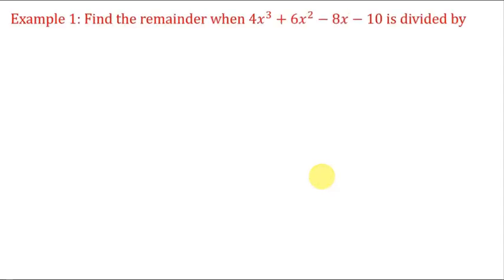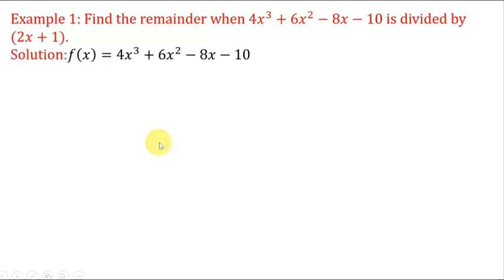This is the first example. Find the remainder when 4x cube plus 6x square minus 8x minus 10 is divided by 2x plus 1. Now here we have the function, a polynomial, 4x cube plus 6x square minus 8x minus 10. Okay, we will substitute here x is equals to minus 1 upon 2.